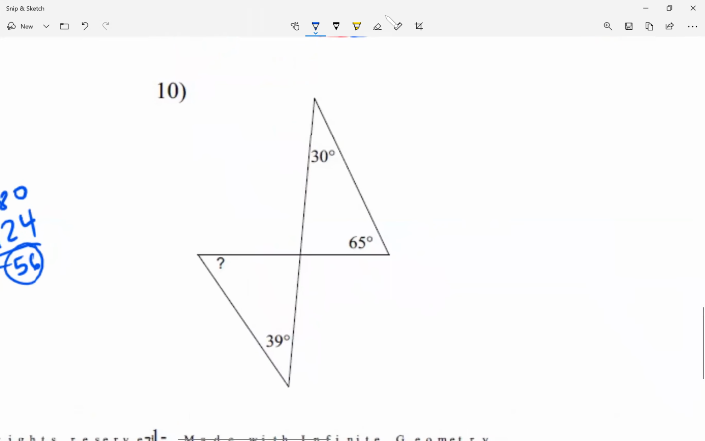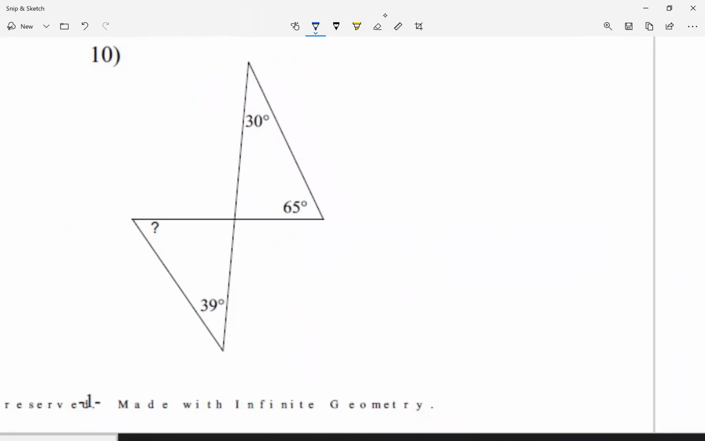Okay, lastly, let's take a look at question number 10. That question mark, let me call it X. Let me take a look at the triangle that does not have X. I'm looking at the two angles that I have, 30 and 65. Add them up, 30 plus 65. I'm going to call that 95. Let me subtract this from 180. And that gives me 85. So that means this third angle is 85.